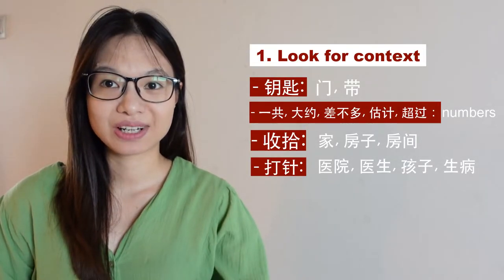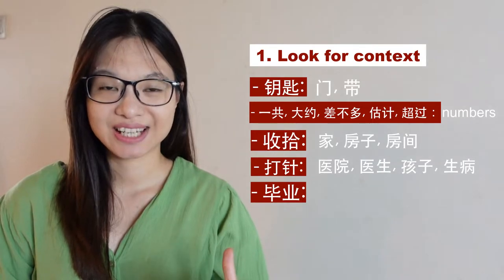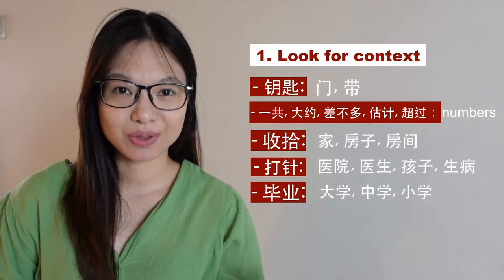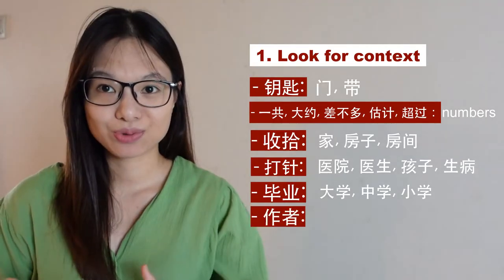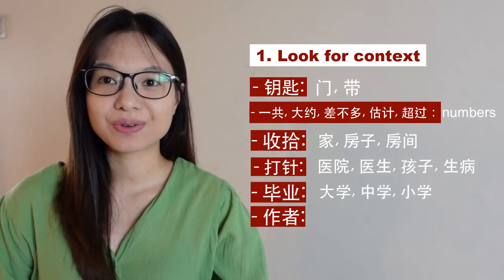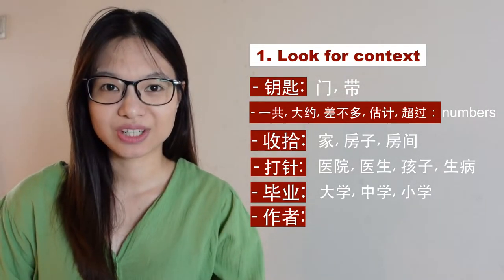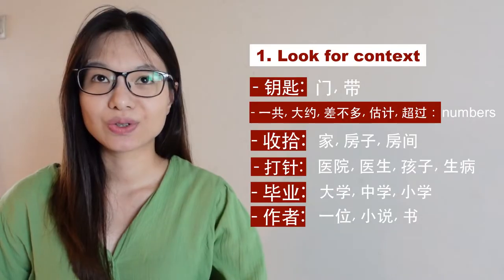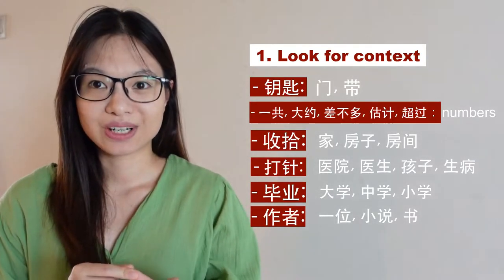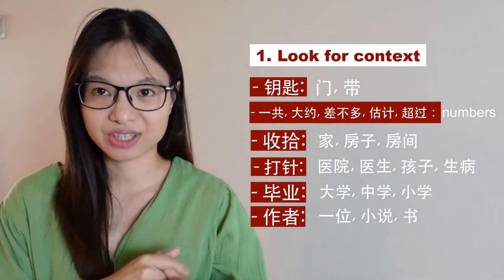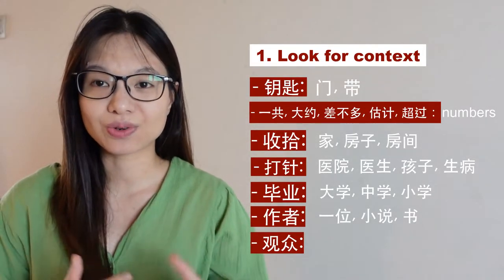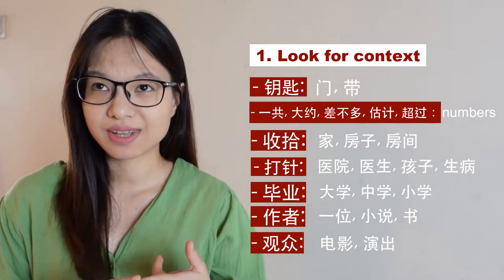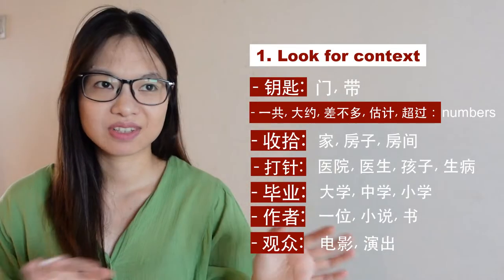Another example, if you are given 毕业, to graduate, then you have to look for 大学, university, 中学, middle school, 小学, primary school. The same with 作者, which means author. If you are given this word, you can either look for its measure word, which is 位, or you could look for 小说, or 书, a book, or a fiction. If you have the noun 观众 for audience, then words like 电影, 演出, movie, and performance should be somewhere around.